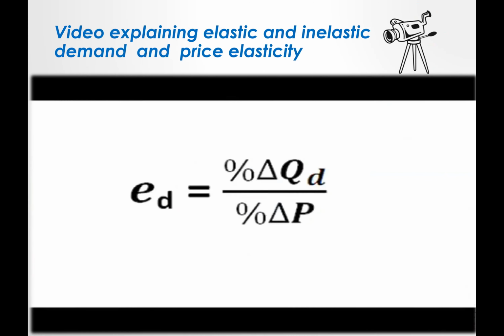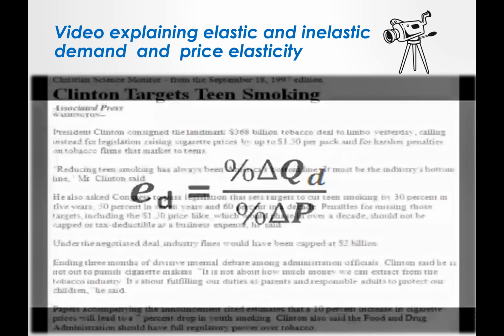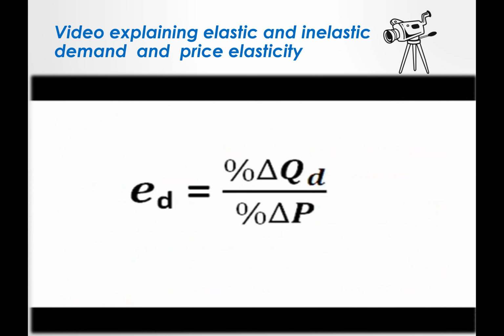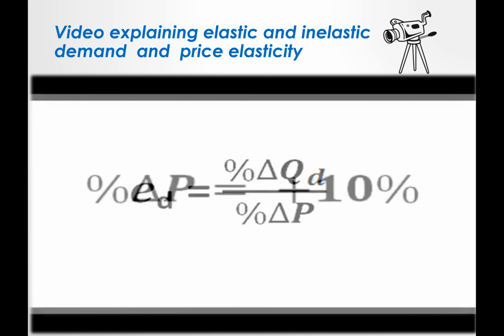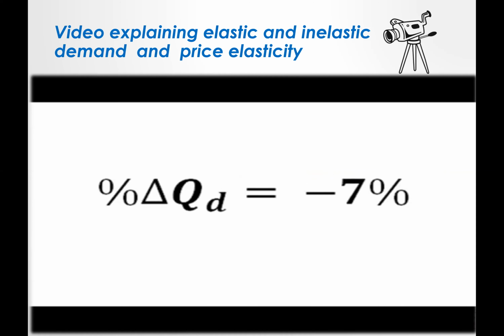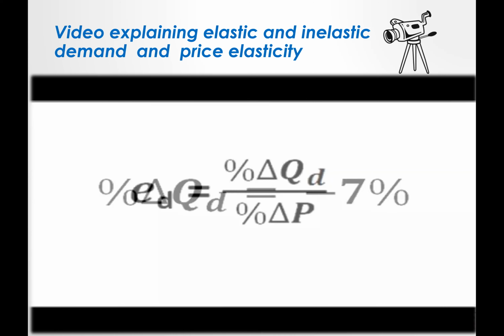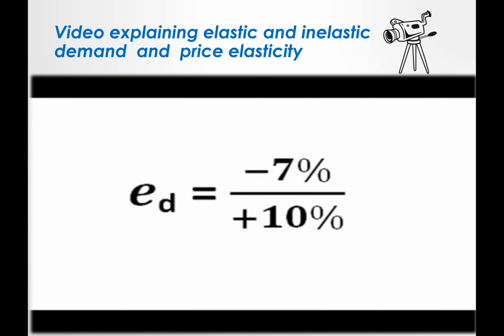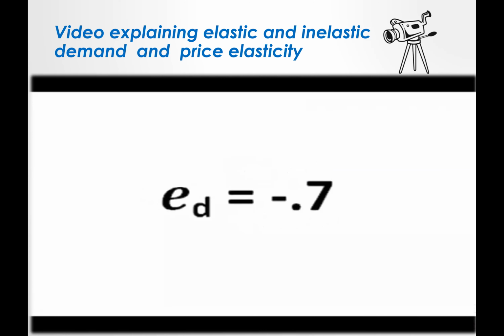How would you actually use this formula? Take a look at this article about the Clinton administration's proposed cigarette tax policy. If you look at the last paragraph, you'll find enough information to determine the elasticity of demand for youth smoking. Remember, elasticity of demand is the percentage change in quantity demanded over the percentage change in price. The article states that for every 10% increase in price, there's a 7% decrease in youth smoking. This means that elasticity of demand, according to the formula, is minus 7% over plus 10%, or a negative 0.7.